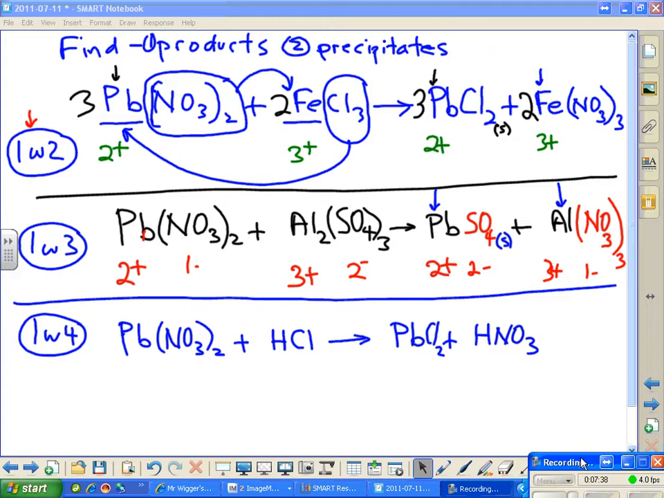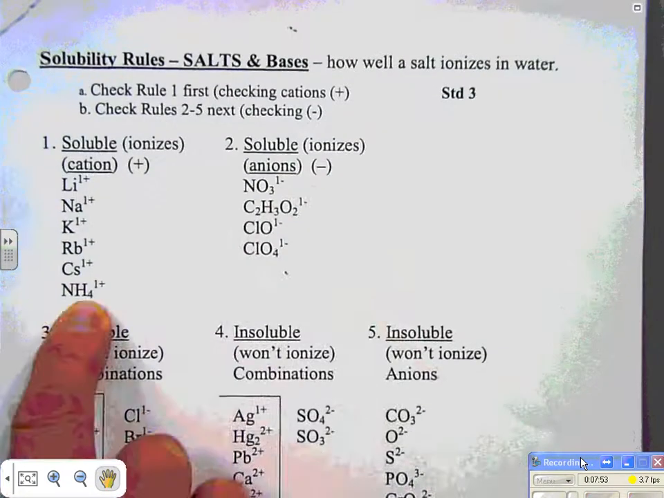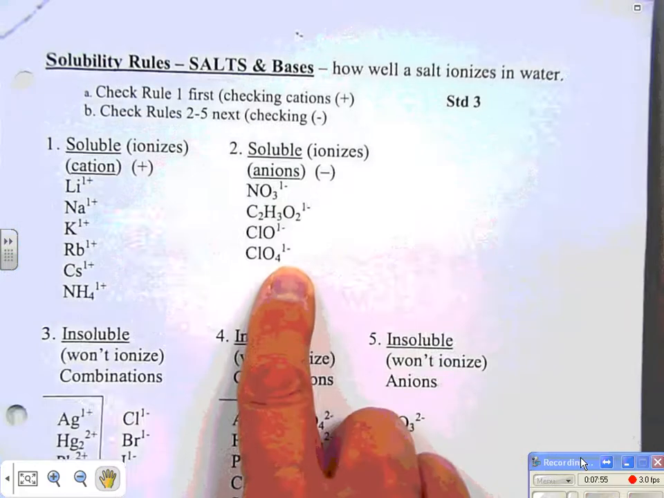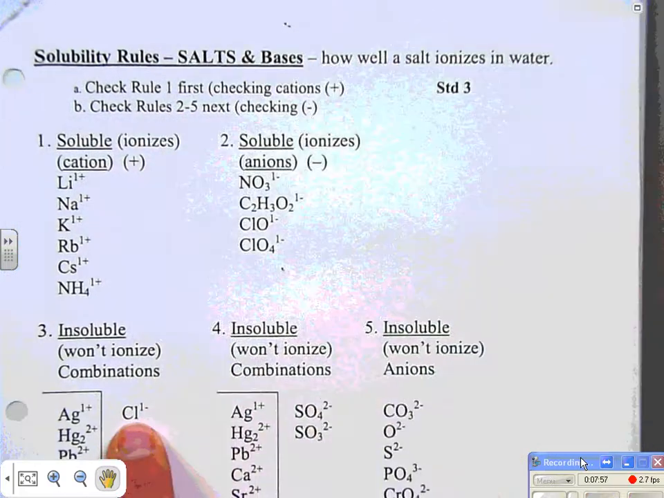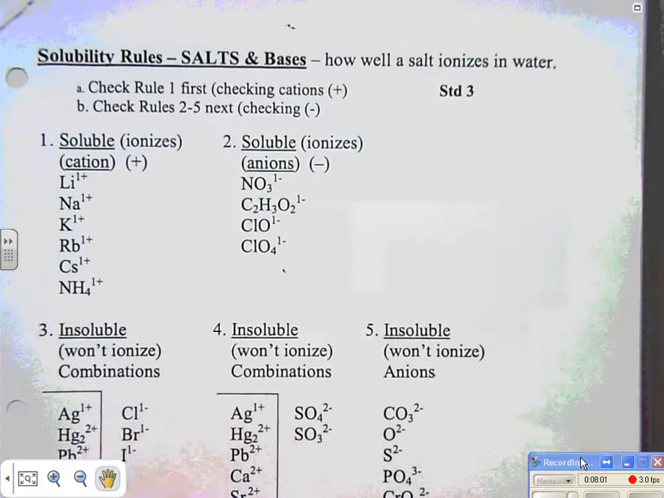This will go forward if one of these is going to be a precipitate or form a gas. So we're going to look at lead on our chart. I think we already found this one out, didn't we? Lead isn't on this list. Lead with chloride. Aha, here's lead, here's chloride. Insoluble, won't ionize. That means it forms a precipitate.